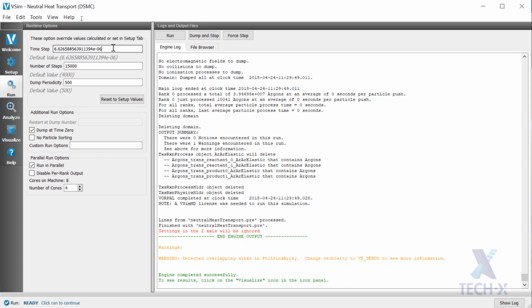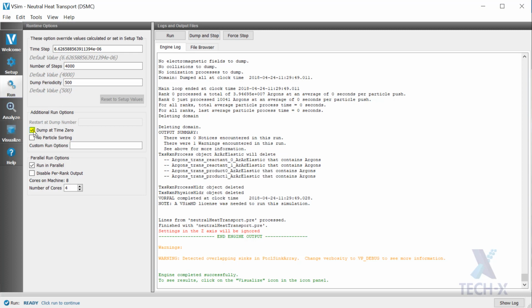We have a time step, which we specified. We have the number of steps that the simulation is going to run for. That's set to 15,000. But we changed that to 4,000 during the setup. So if I hit reset to setup values, we can see that switches to 4,000. And we're going to dump data every 500 time steps. So in the end, we should have 8 data dumps.